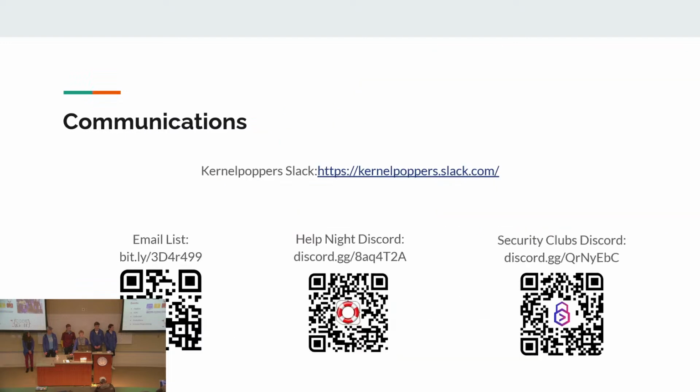Next slide. Right. So in general, we have quite a few different methods of communication. There's the kernel ploppers Slack, which if you don't know what that is, that's a Slack channel server. I don't know what it's called in Slack, that a lot of people from the school are in. And that's where a lot of interesting announcements are. So it would probably be good to be in the Slack.